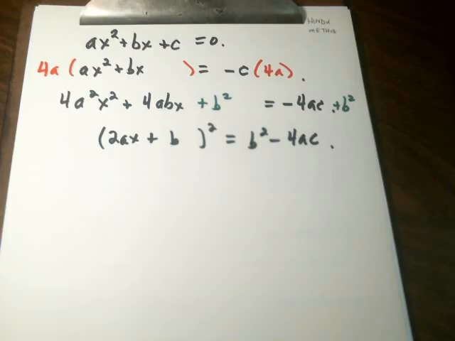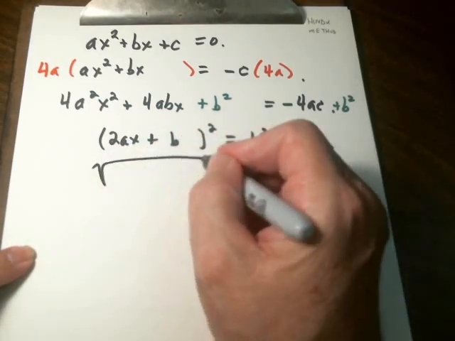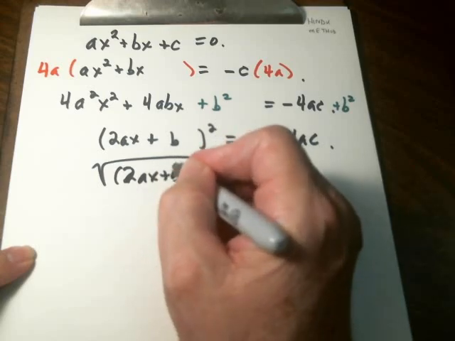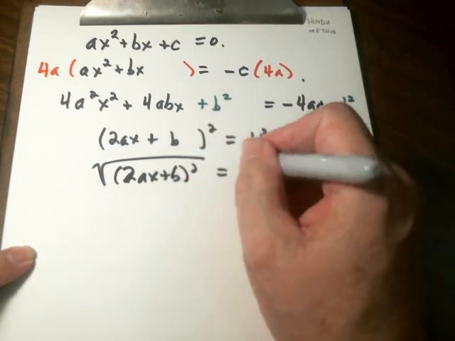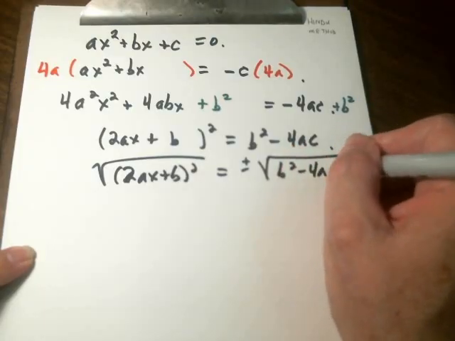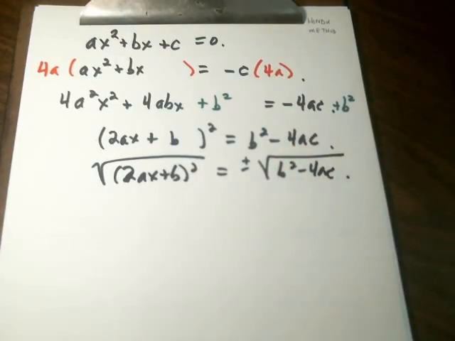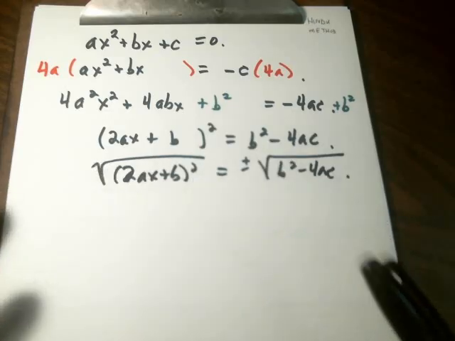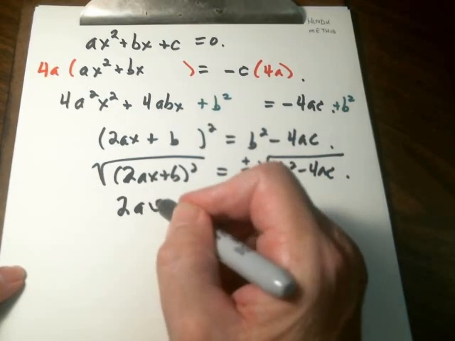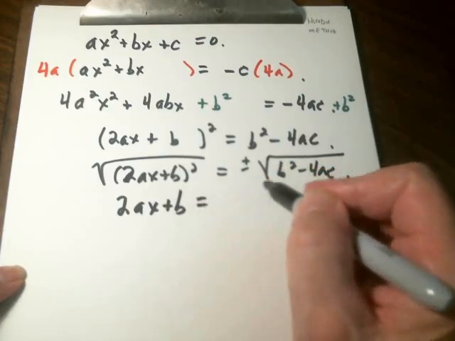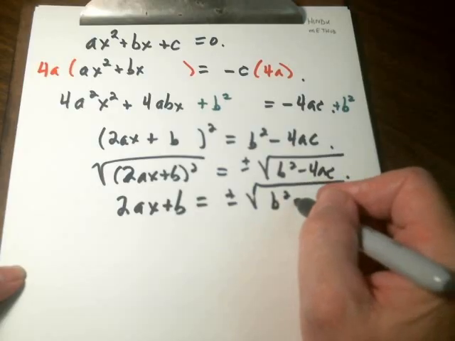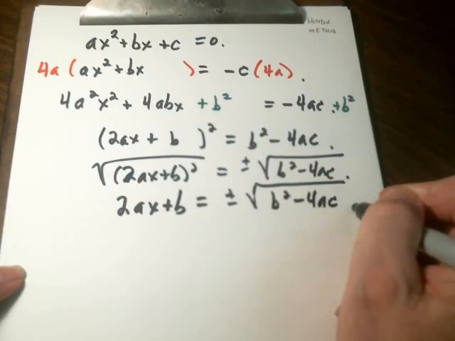Take the square root of both sides. 2ax plus b. And then we have plus or minus the square root of b squared minus 4ac on the right. Great. Left side, all this complication of squaring, square rooting just disappears. All right. And right side, no change. It's the square root of b squared minus 4ac.